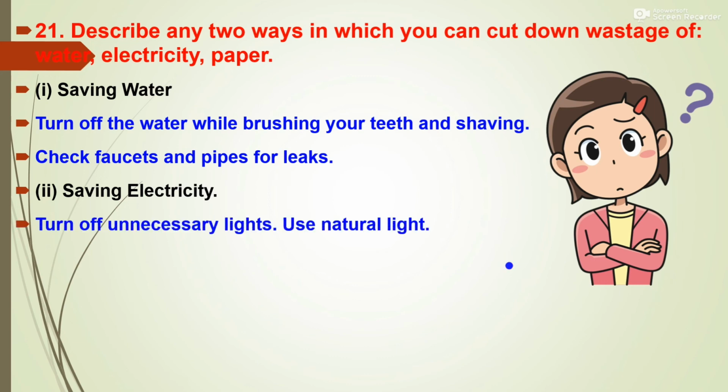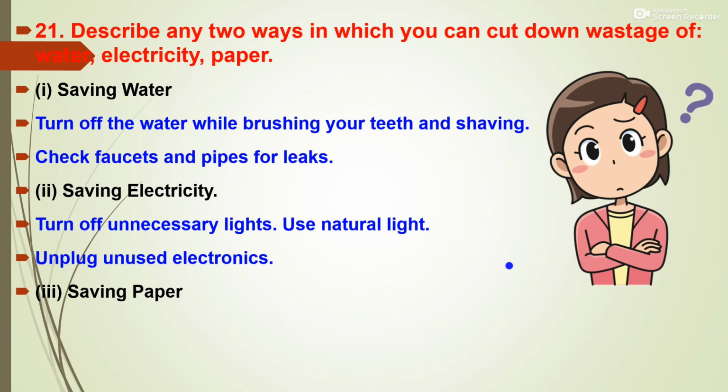Saving electricity: turn off unnecessary lights, use natural light, unplug unused electronics. Okay, sometimes we forget to unplug the unused electronics, so we have to unplug the electronics which are not in use.